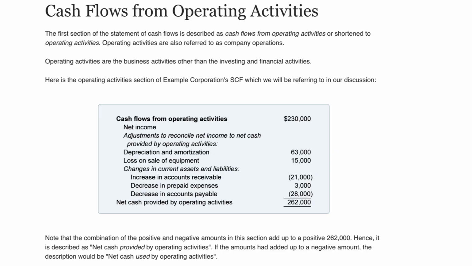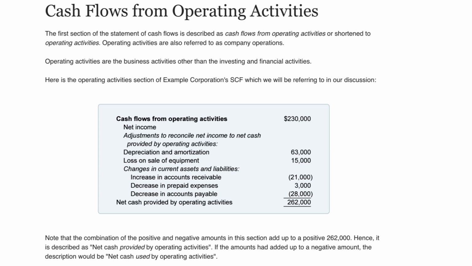Let's start. Cash flows from operating activities. The first section of the statement of cash flows is described as cash flows from operating activities, or shortened to operating activities. Operating activities are also referred to as company operations. Operating activities are the business activities other than the investing and financing activities.